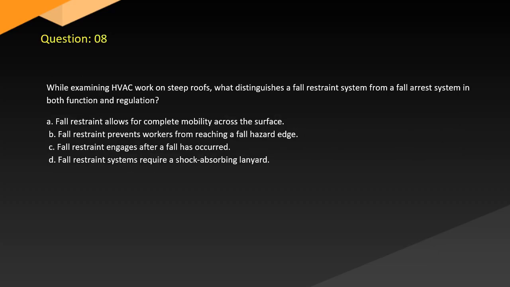Question 8. While examining HVAC work on steep roofs, what distinguishes a fall restraint system from a fall arrest system in both function and regulation? A. Fall restraint allows for complete mobility across the surface. B. Fall restraint prevents workers from reaching a fall hazard edge. C. Fall restraint engages after a fall has occurred. D. Fall restraint systems require a shock-absorbing lanyard.